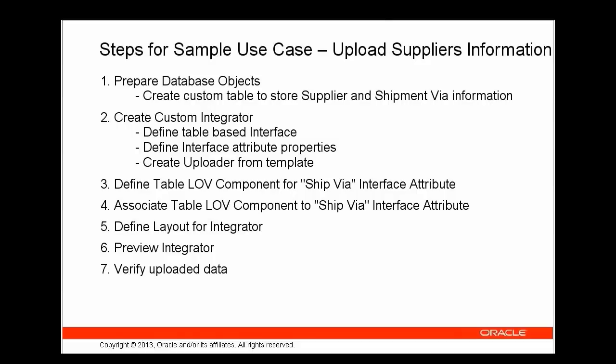Please note one of the columns that will be shown in the spreadsheet is the shipment via or the ship via column, and we are going to use the table LOV against that column. So we define the table LOV component for that interface attribute and then associate the table LOV component to the ship via interface attribute within the integrator definition. And then we define the layout for the integrator, preview or test the integrator, enter sample data and verify the uploaded data in the backend.